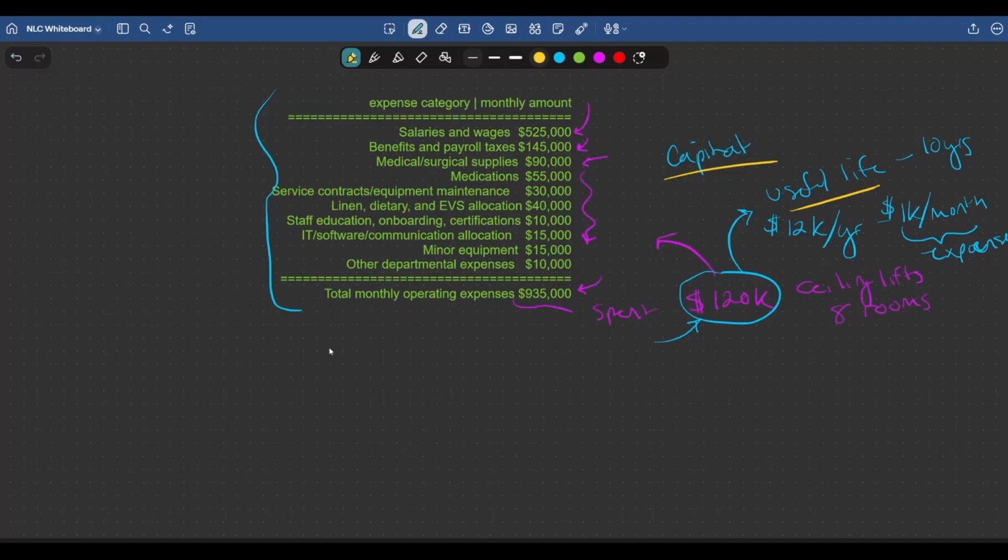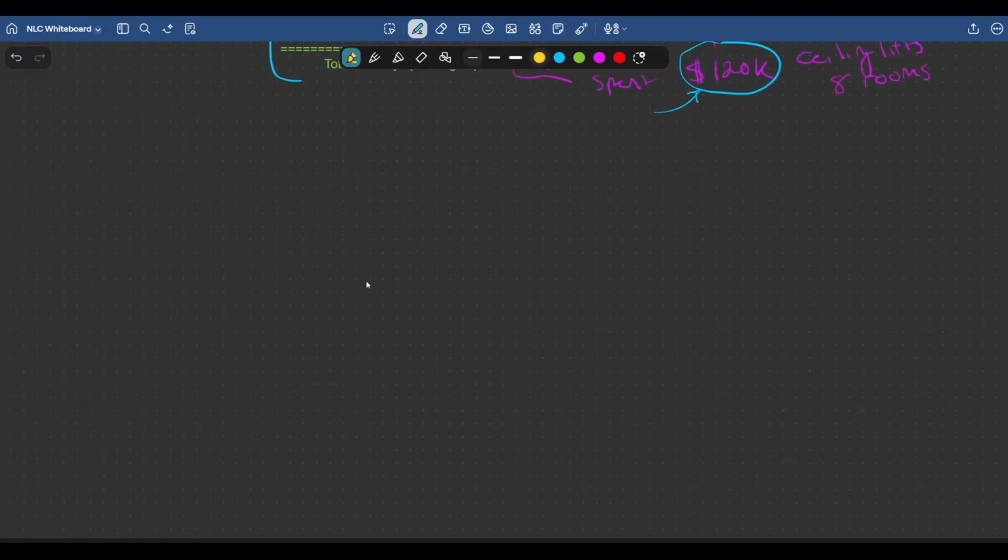So as you can tell, there are a lot of numbers that fly around in hospital finances. So how exactly does finance keep track of it all? Well, that's where the next few terms come in.